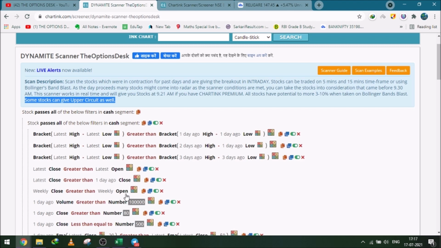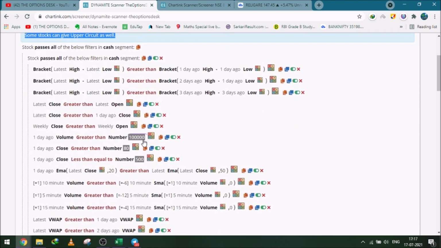Okay, and the weekly close is greater than the weekly open, meaning the stock is in a bullish trend on the weekly. If the stock is in a bearish trend and it is giving a spike, it is not going to come in until the weekly close becomes greater than the weekly open. 1 day volume greater than 1 lakh. 1 lakh is a decent volume for 1 day ago, and all the decent stocks which are not going to get easily manipulated by the operator come into this category.